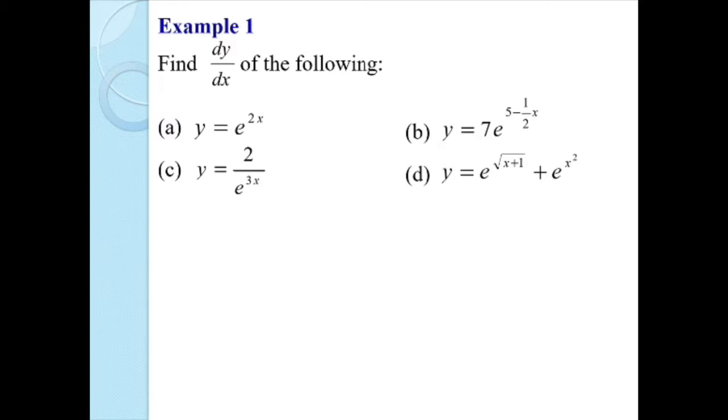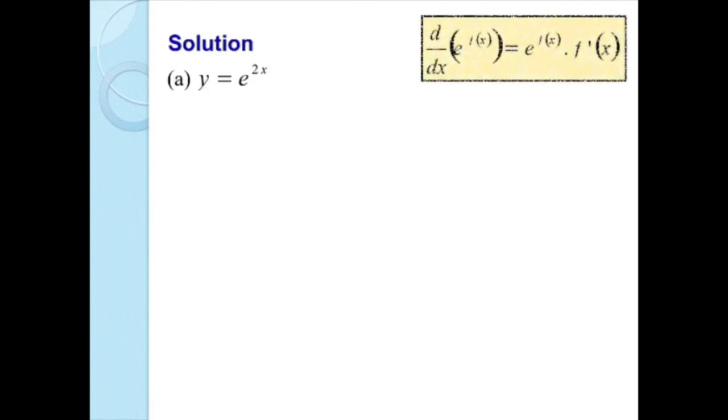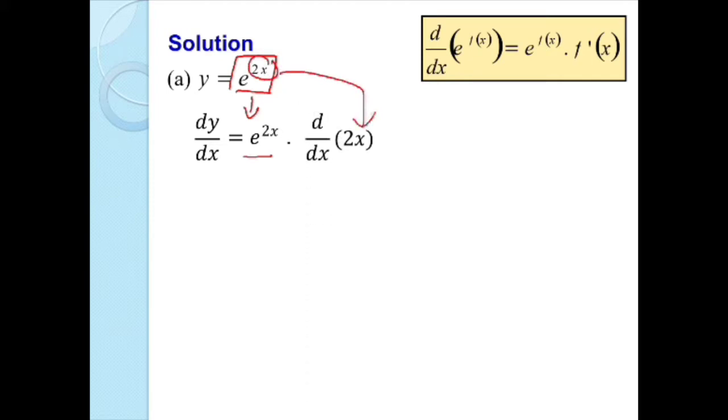Let's look at example 1. Look at 1a. Y is equal to e to the power of 2x. How to differentiate that? You have to remember that to differentiate an exponential term, you have to copy the exponential term exactly as it is, do not change anything, and then just multiply with the derivative of the power of that exponential.